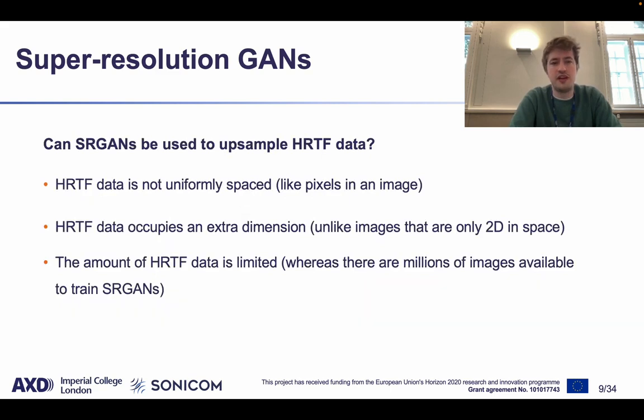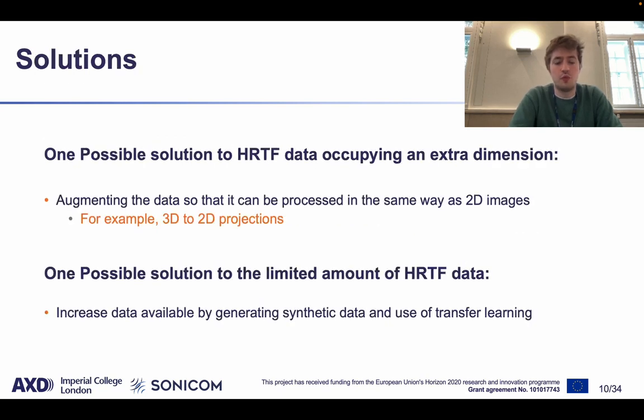Well, the problem is it's not the same as an image, a HRTF. It has non-uniformly spaced measurements, unlike pixels. You normally have more measurements around the horizontal plane, for example. The HRTF obviously occupies an extra dimension, unlike 2D images. And there's also limited amounts of data, whereas when you have images, you have millions and millions of images available to train your super resolution GAN. HRTF data sets are small in number and normally limited in the number of participants. Well, to solve some of these problems, this is what we do.